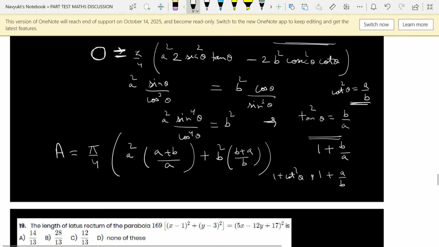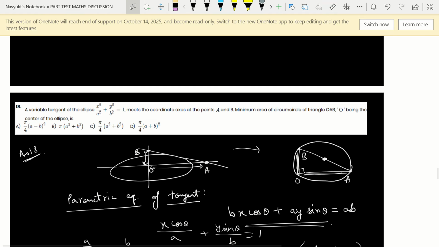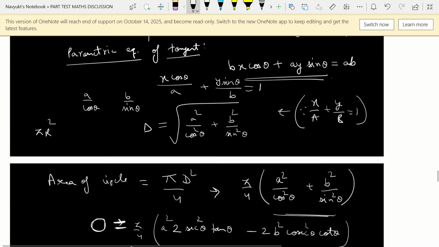Here, finally, we have our answer. Pi by 4. A gets cancelled out. Here b. So we are left with a square plus ab plus b square plus ab, which is nothing but the formula of a plus b whole square, correct? So pi by 4, a plus b whole square would be our answer. Pi by 4, a plus b whole square. Here it goes. Clear?